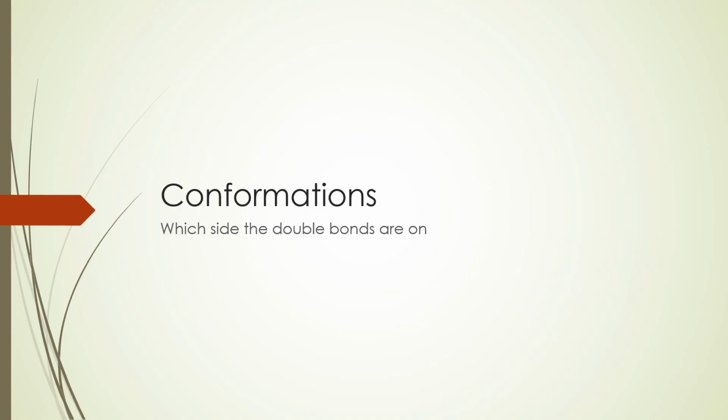To find the 2 possible conformations, we're going to look at which sides the double bond is on in relation to the single bond in between them. We can have an S-trans or an S-cis conformation. Let's look at structure A. If we draw a line right where the single bond is, we can see that both double bonds are on the same side of the single bond. This makes it an S-cis conformation.